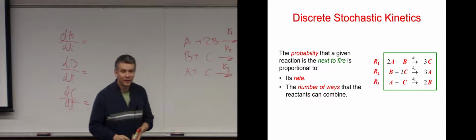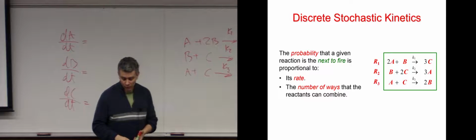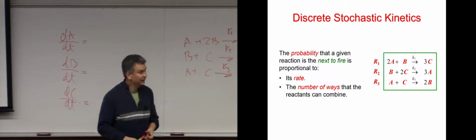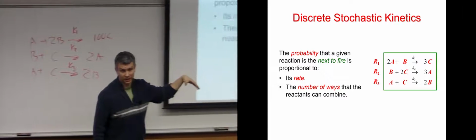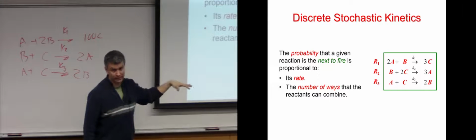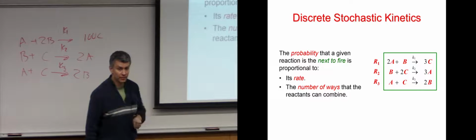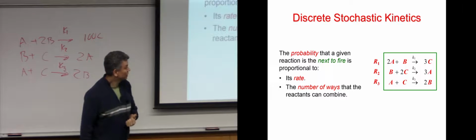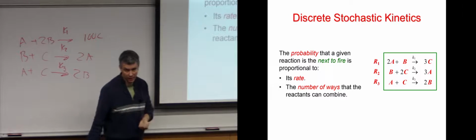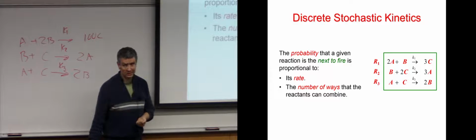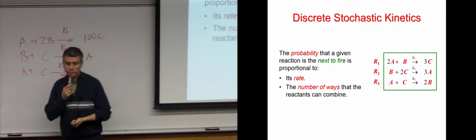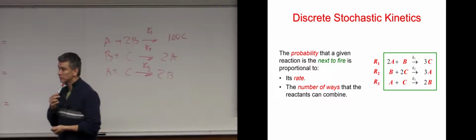But I want to write down a formula for the probability of R1 being the next to fire, the probability of R2 being the next to fire, the probability of R3 being the next to fire. I want to write down a formula for that. It's going to be a function of K1, K2, and K3. They're constant. But it's also going to be a function of the quantities of A, B, and C. But what is that formula going to be? Jason?